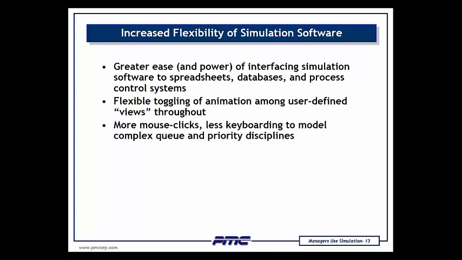And a lot less keyboarding and a lot more mouse clicks, just pull-down menus, to implement even rather logically complex things in a model, like a particular queuing system priority, for example, that might be partly based on first come, first serve, and partly based on priority level, and so forth.